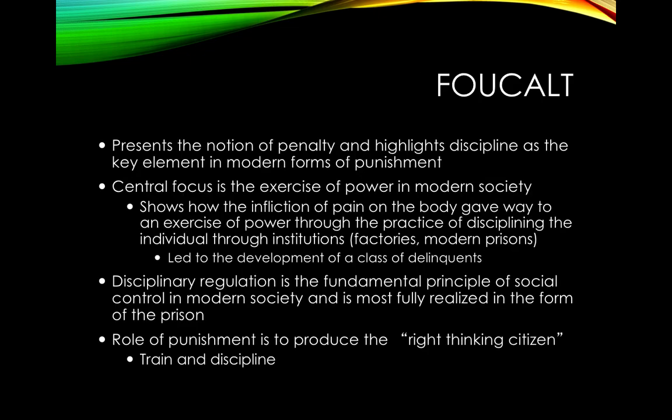Foucault talks about the notion of penalty and highlights discipline as the key element in modern forms of punishment. And the central focus here is how we exercise power in a modern society. So he talks about the infliction of pain on the body, that was how we generally inflicted power in the past, and how this gives way to power through the practice of disciplining the individual through our institutions. Disciplinary regulation, according to Foucault, is the fundamental principle of social control in modern society. And so the role then of punishment is to train in discipline and to produce a, quote, right-thinking citizen.